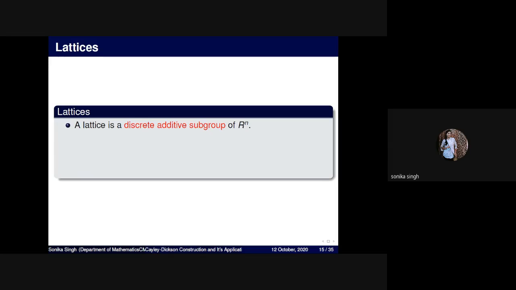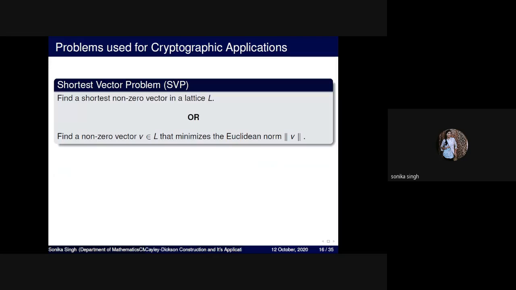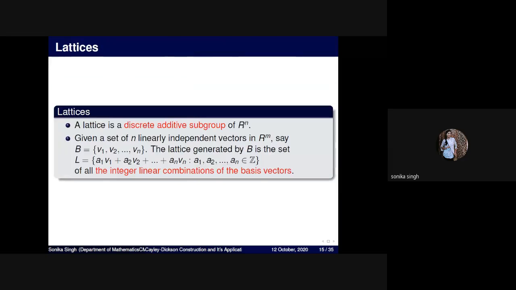Lattices are nothing but a discrete additive subgroup of R^n. If we are given a basis B having linearly independent vectors v1, v2, ..., vn in R^n, then the set of all the linear combinations of the basis vectors is called a lattice. And it is not the lattice of discrete mathematics; it is a different one here. A lattice can have infinitely many bases, and two bases B1 and B2 are related to each other by the relation B1 equals B2 multiplied by a unimodular matrix.